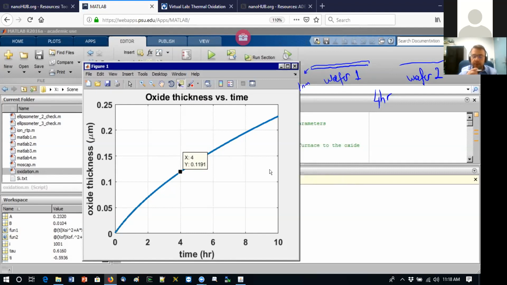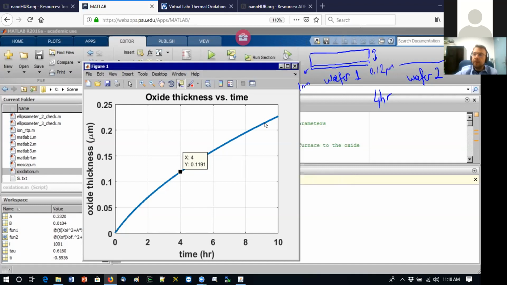So at the end of the 4th hour, what do I see? I see that an oxide is formed, and its thickness is 0.12 micrometers. Let's round it, and it's going to be 0.12 micrometers. That's the thickness of the oxide.